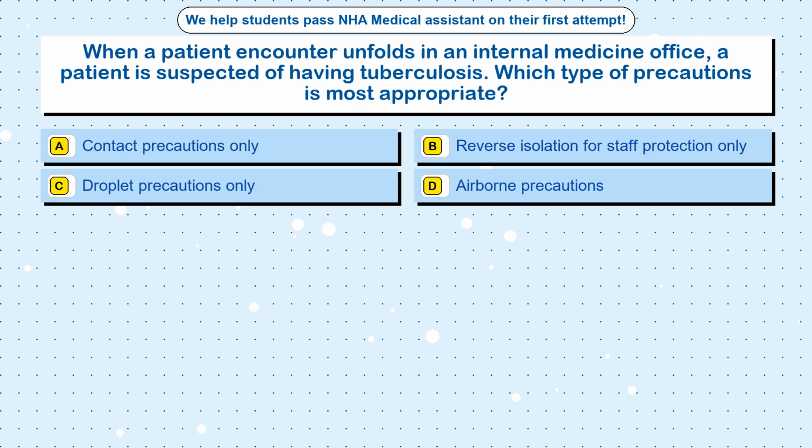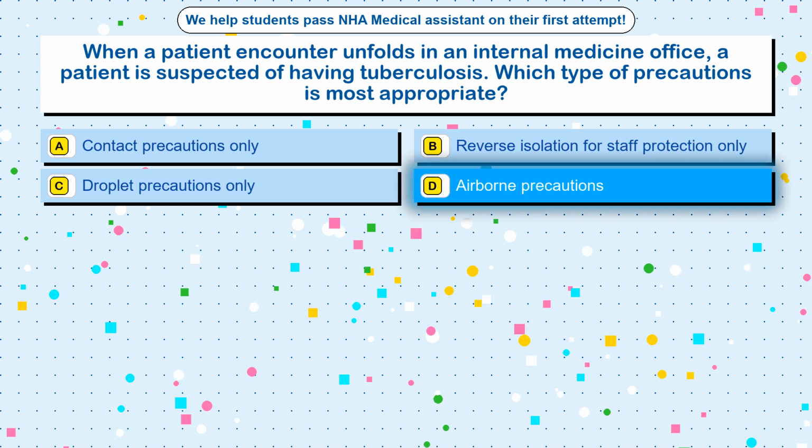Question 13. When a patient encounter unfolds in an internal medicine office, a patient is suspected of having tuberculosis. Which type of precautions is most appropriate? Option A. Contact precautions only. Option B. Reverse isolation for staff protection only. Option C. Droplet precautions only. Option D. Airborne precautions. The correct answer is option D.